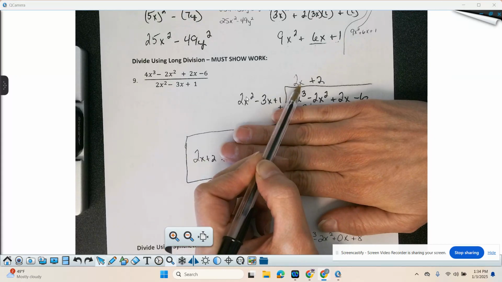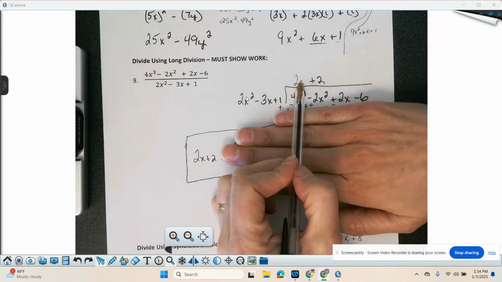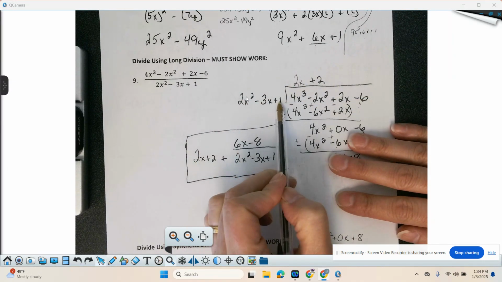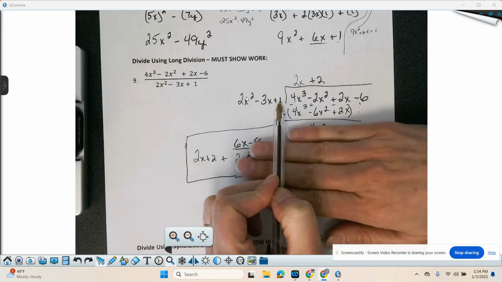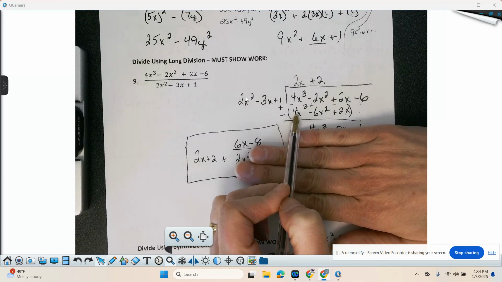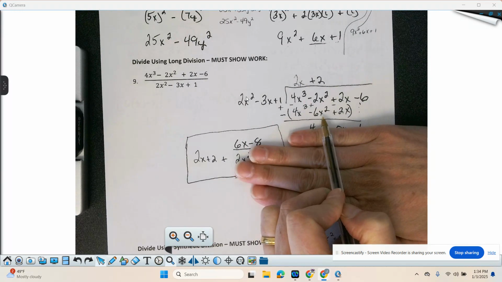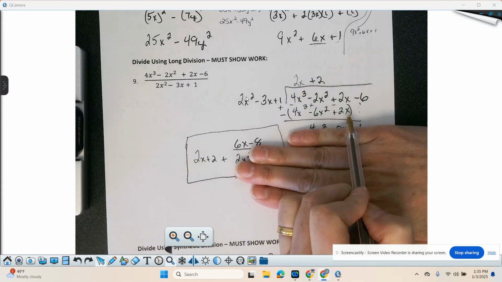So we're going to put that answer up here, and now, because you were just focused on these 2 things, but now that 2x is actually multiplying by all 3 of these parts. So you're going to say 2x times 2x squared and get 4x cubed, 2x times negative 3 and get negative 6x squared, 2x times 1 and get a positive 2x.